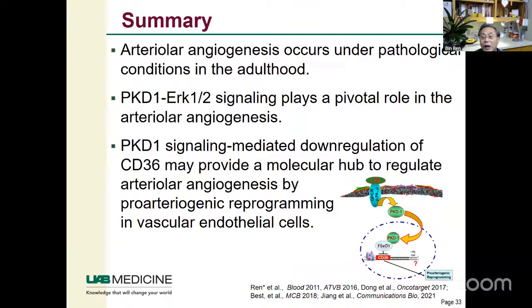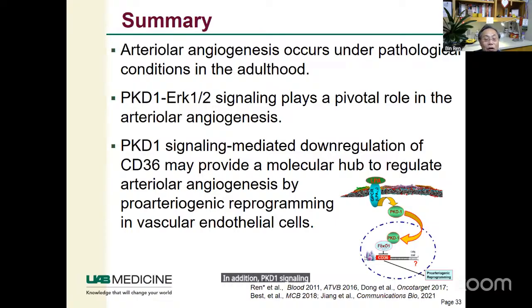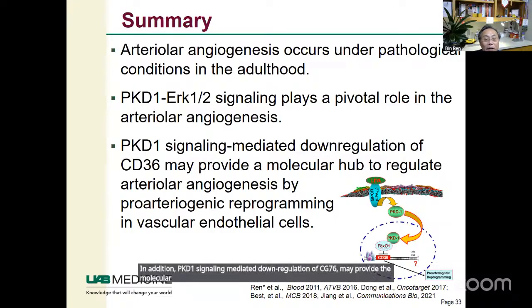In summary, our study demonstrates that angiogenesis occurs under pathological conditions in adulthood. Protein kinase PKD1 and MAP kinase ERK1/2 signaling may play a key role in the development of arteriolar angiogenesis. In addition, PKD1 signaling mediated downregulation of CD36 may provide the molecular hub to regulate arteriolar angiogenesis by pro-arteriogenic reprogramming in vascular endothelial cells.